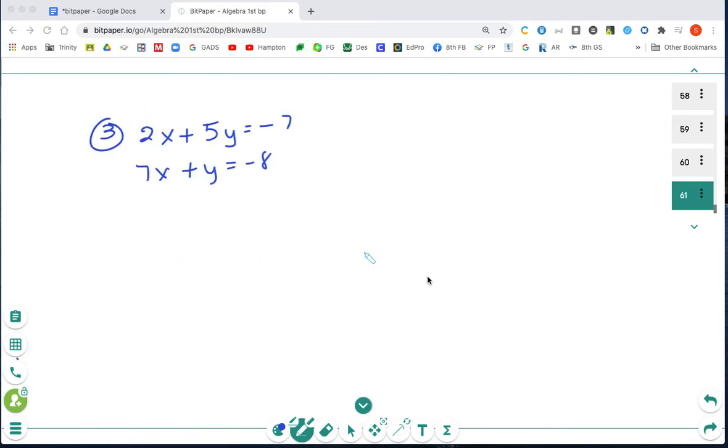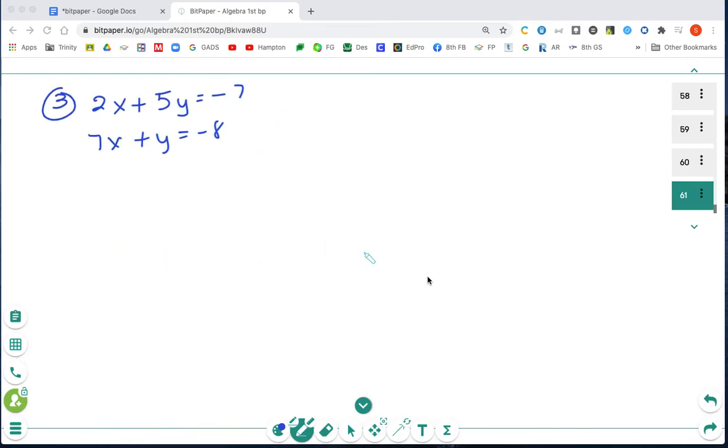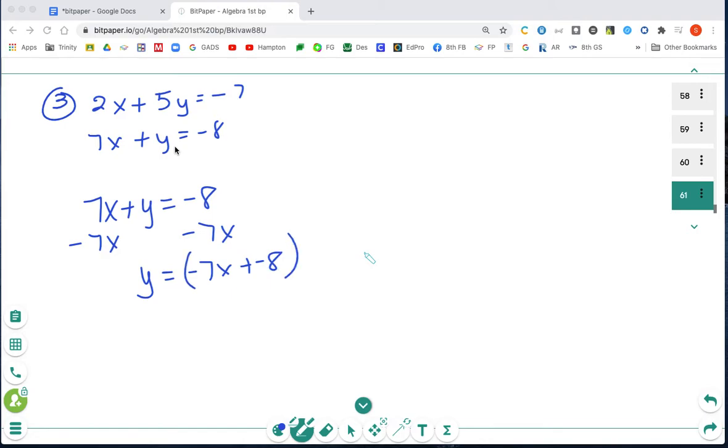Question number 3. All right, question number 3, we are using substitution. So when we are using substitution, we are going to look for the positive y by itself, and we're going to use that to solve first. So we're going to use 7x plus y is equal to negative 8. Zero pair the 7x. y is equal to negative 7x plus negative 8 and put that into parentheses.